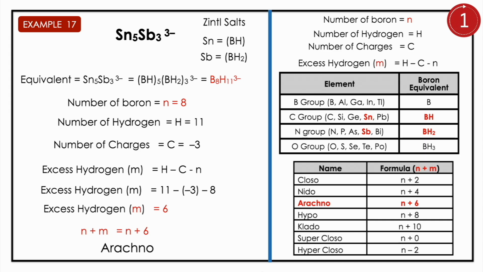Excess of hydrogen formula will be M equals H minus C minus N, which gives 11 minus minus 3 minus 8. So excess of hydrogen will be M equals 6. M equals 6 means N plus 6 system. If you look at the table, N plus 6 means arachno structure. So according to Wade's rule, the Zintl salt Sn5Sb3 3 minus has arachno structure.